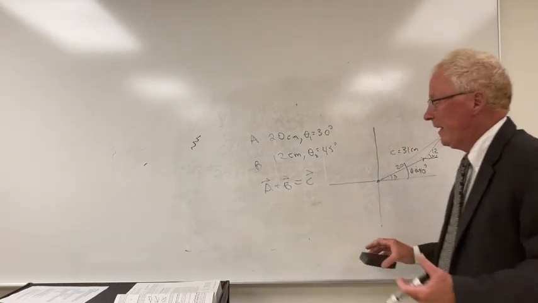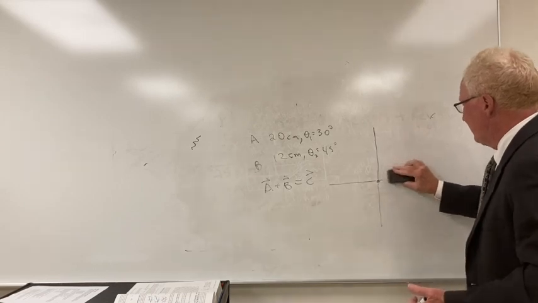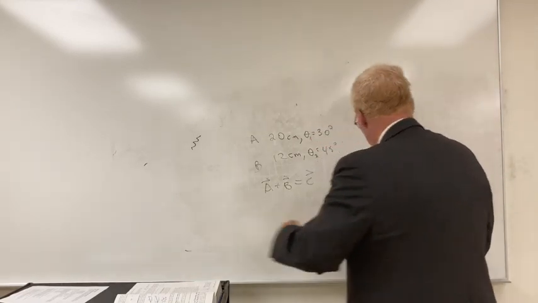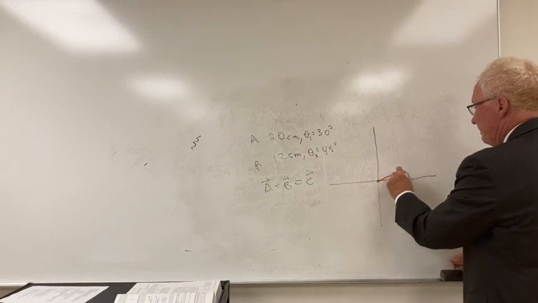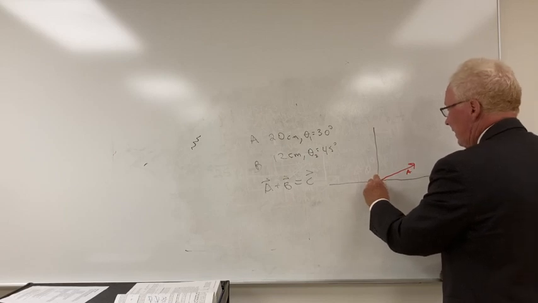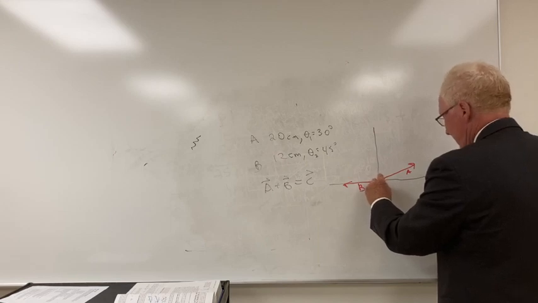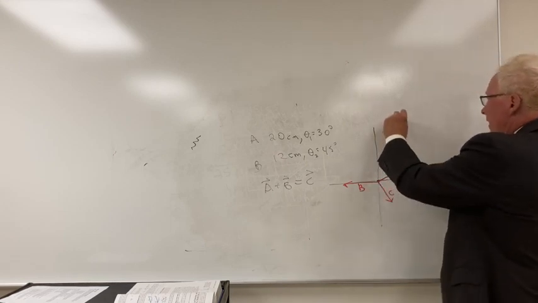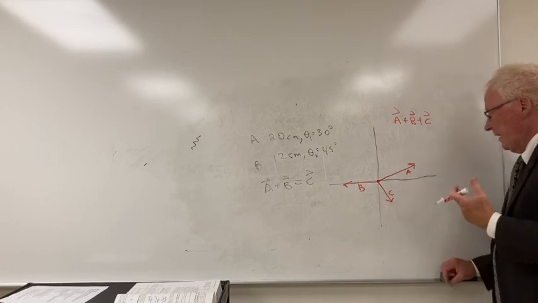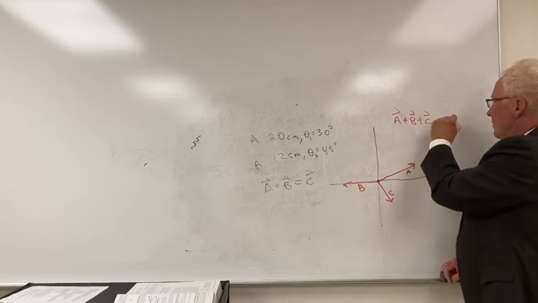Now, again, it's tail to head, tail to head. So let's do another one, and I'll just do these as kind of arbitrary. Say I have this one, A. This one is B. And the third one is C. And I want to add A plus B plus C. You can do these in any order, it doesn't make any difference. A plus C plus B is the same thing. So this is some resultant.